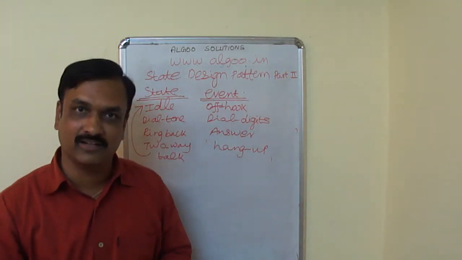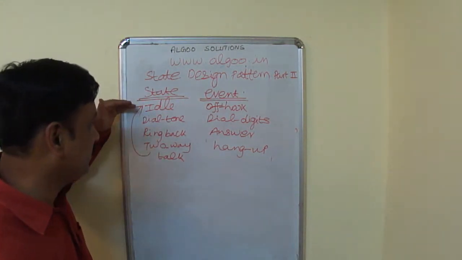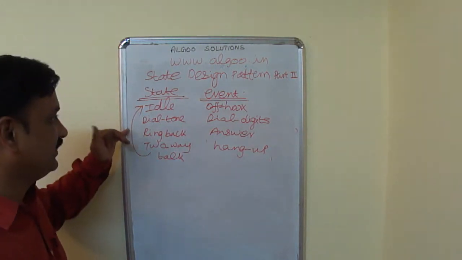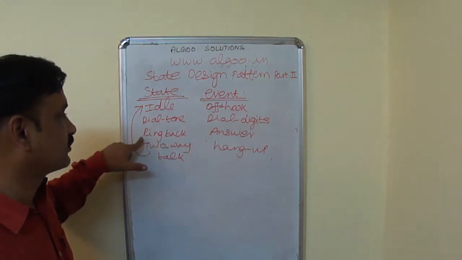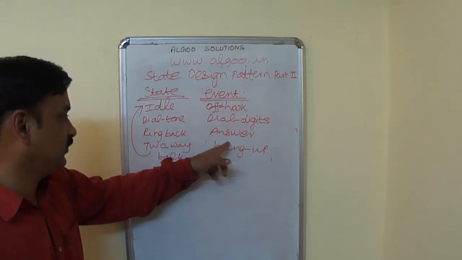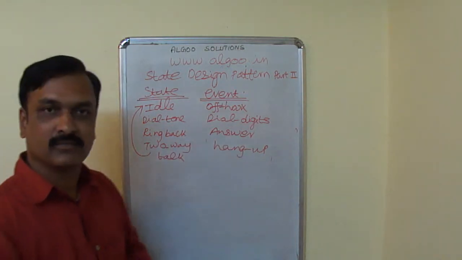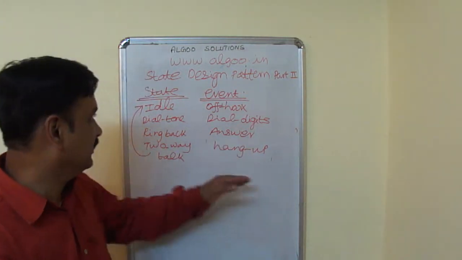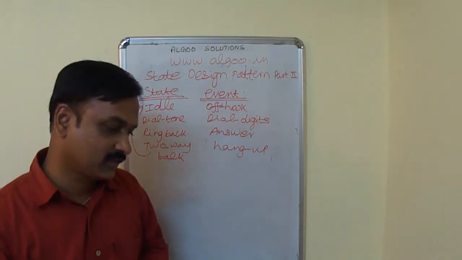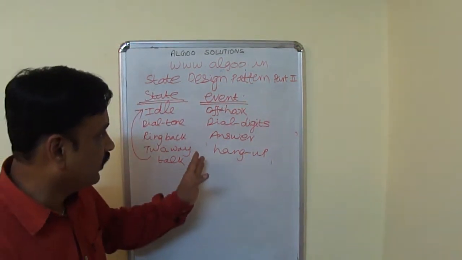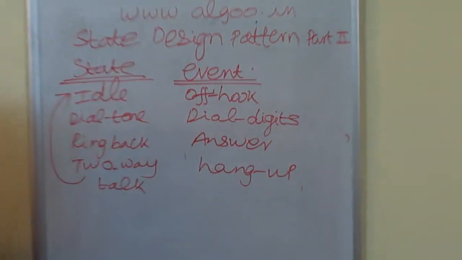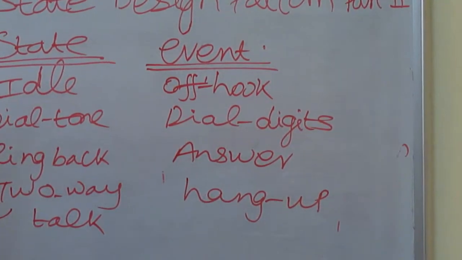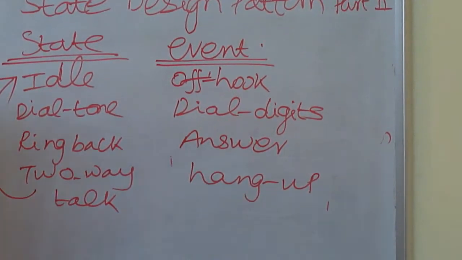It goes back to idle. So you are in idle mode, then you get a dial tone, you dial digits, it goes to ring back, the other guy answers your phone, it's two-way talk, you bang the phone down and then it goes back to idle, right? Now, somebody has to take some action inside the software that is written for the phone. It's a digital phone, right? So you have to take some action.